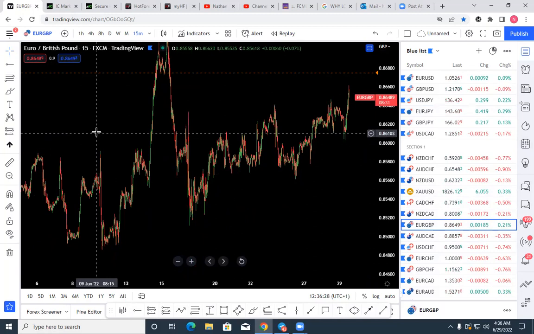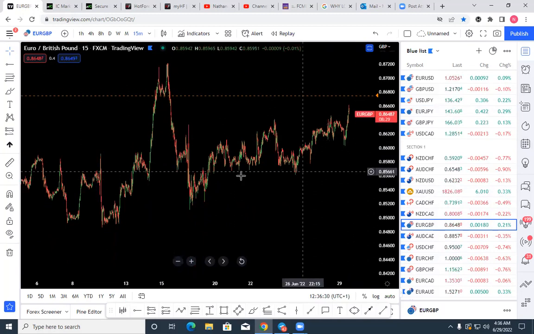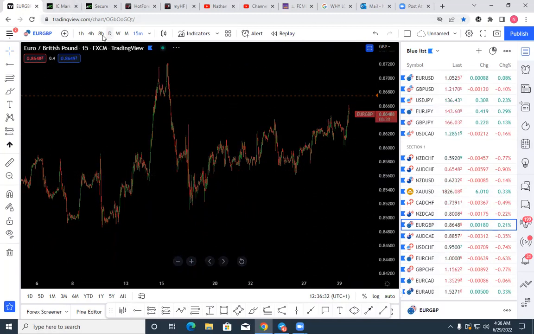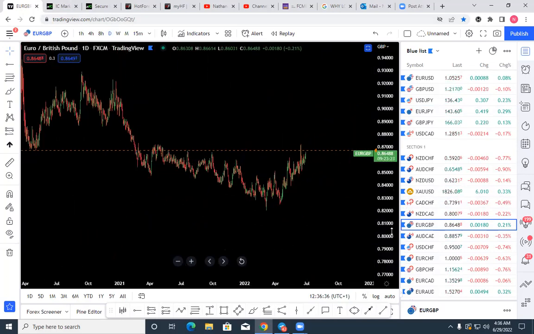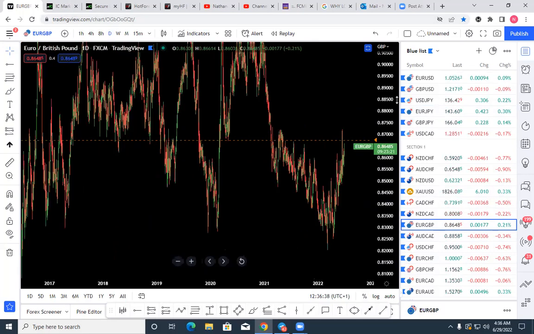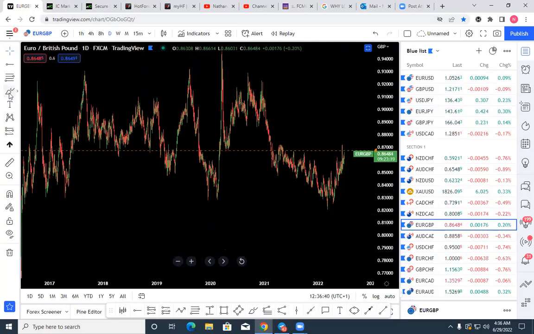Okay, so right now, let's look at Euro GBP. Structurally, what we want for Euro GBP is for this structure to be a corrective structure. Can you see?